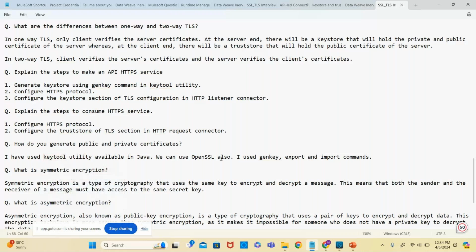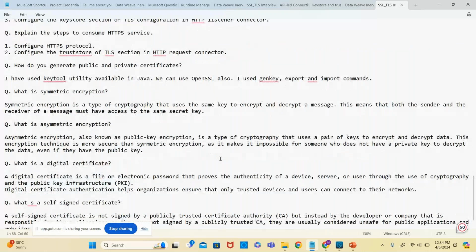Now, what is symmetric encryption? What is asymmetric encryption? Symmetric encryption is a type of cryptography that uses the same key to encrypt and decrypt. This means that both the sender and the receiver of a message must have access to the same secret. Okay, what is asymmetric encryption? Asymmetric encryption, also known as public key encryption, is a type of cryptography again that uses a pair of keys to encrypt and decrypt.